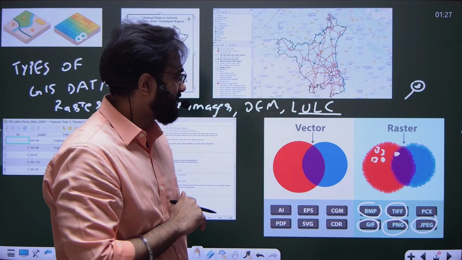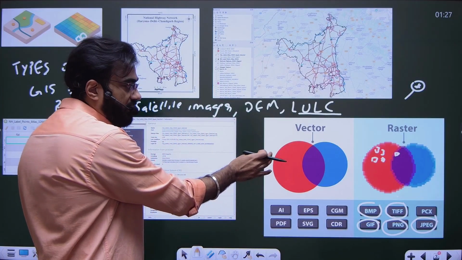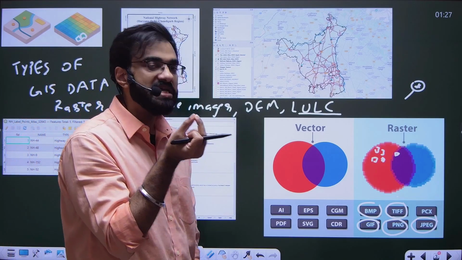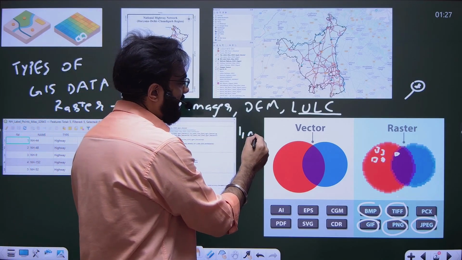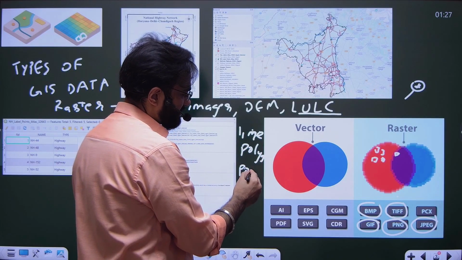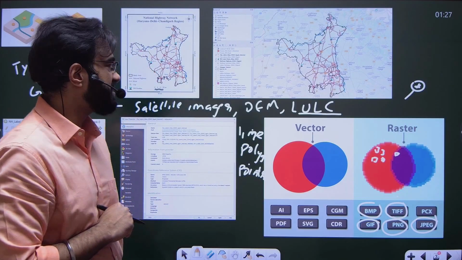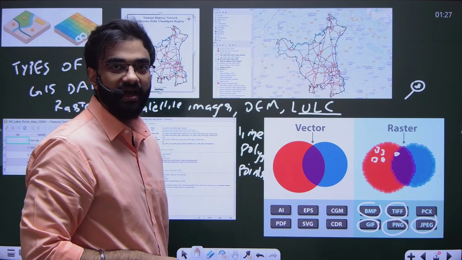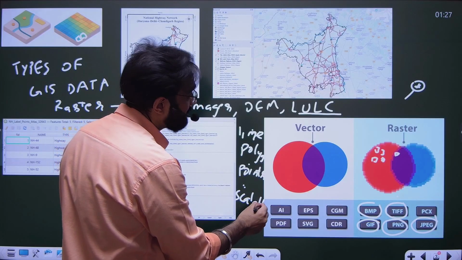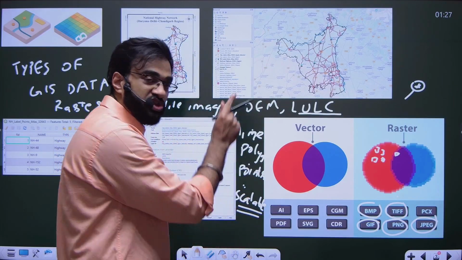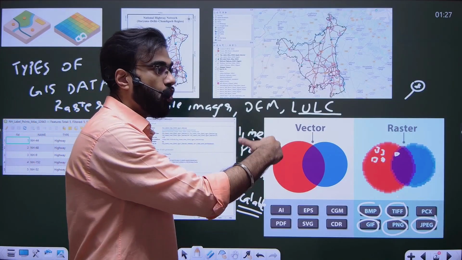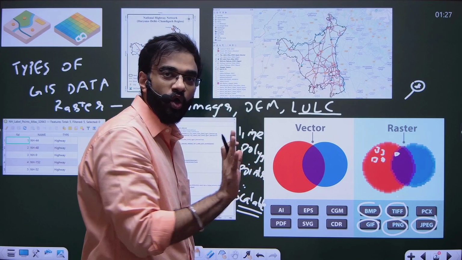So this is raster. Contrary to this, we have the vector data. In vector data, the data is stored in the form of lines, polygons, or points. The basic difference between raster and vector data is that vector data is scalable. I'll show you an example from QGIS also. I had done an exercise. Scalable means no matter how much you zoom in or zoom out, its resolution will not be affected.